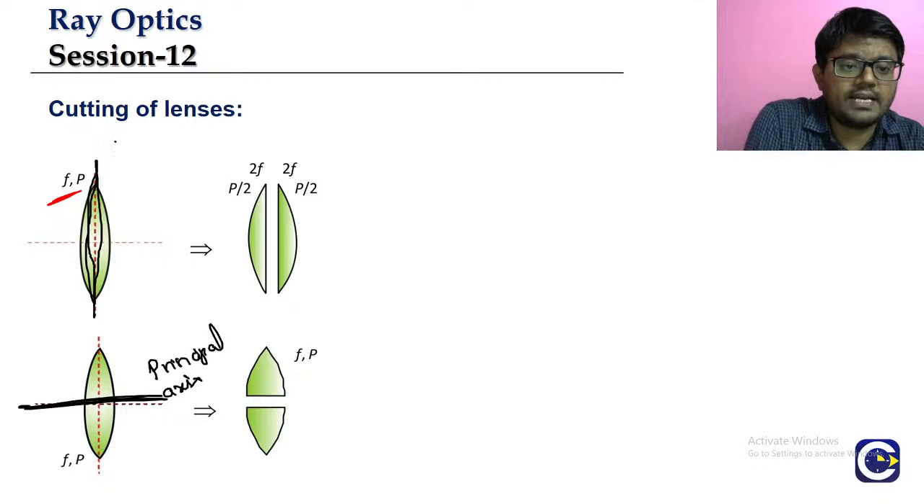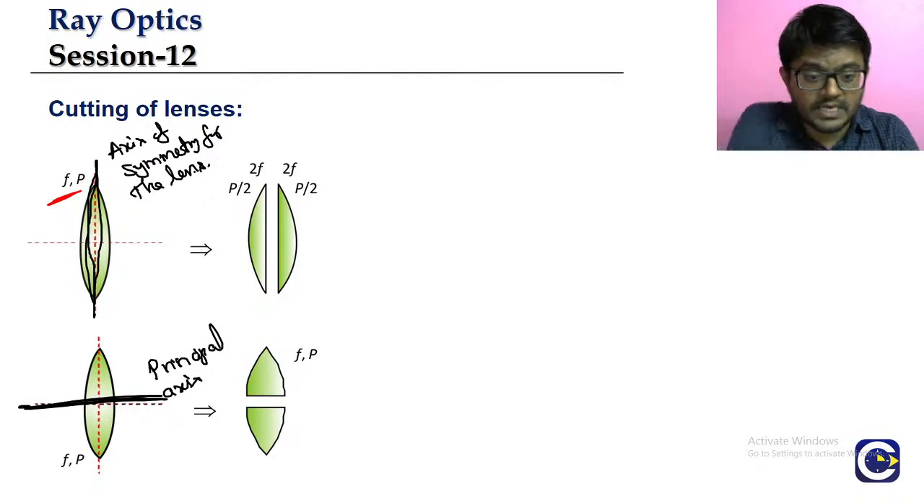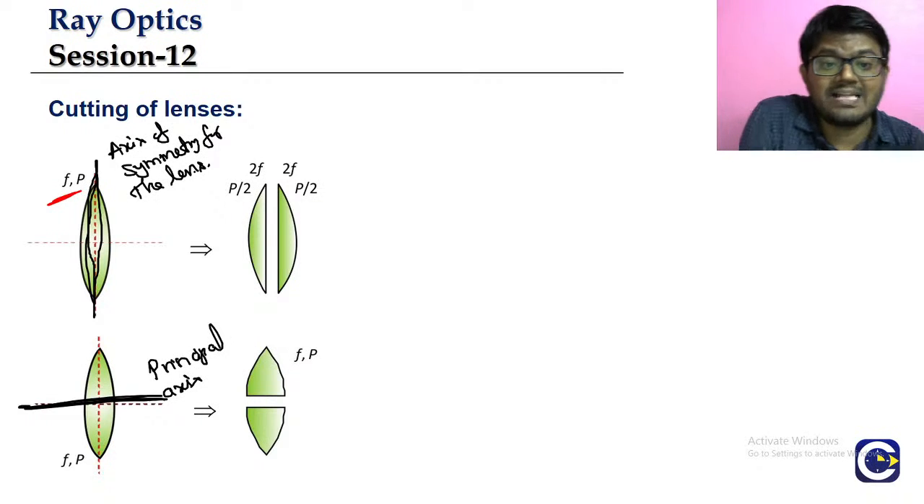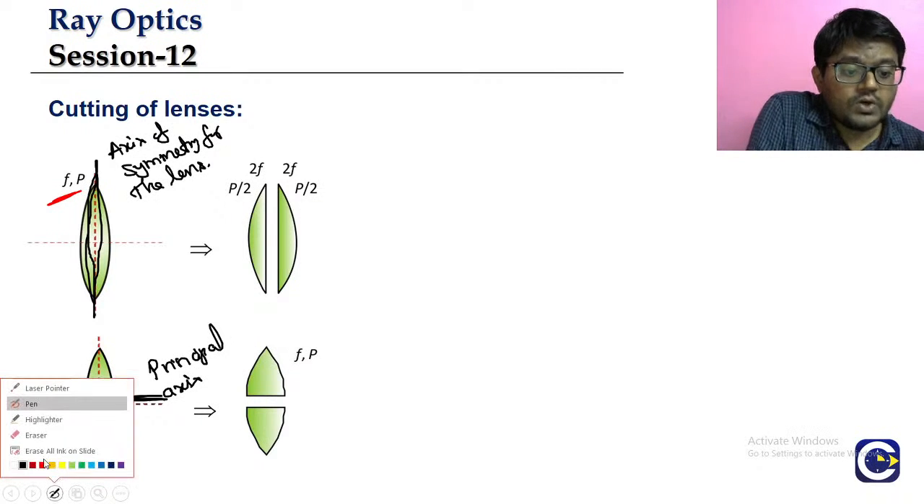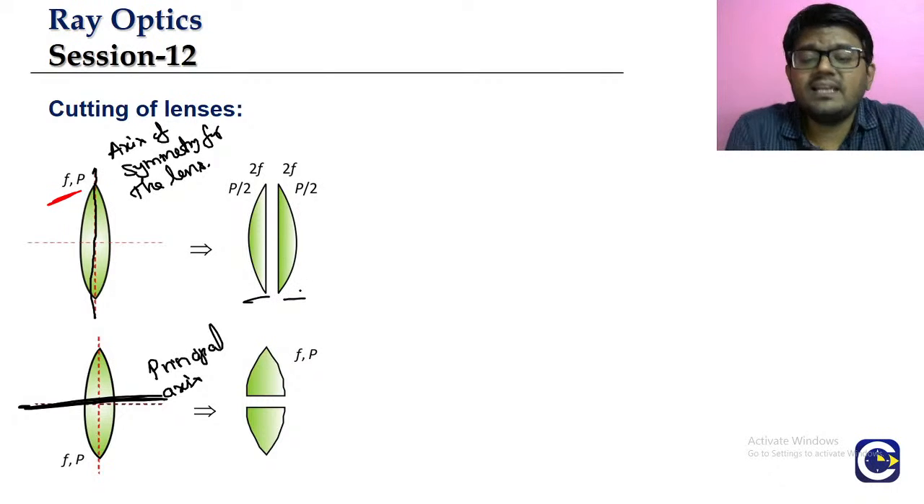Okay, so we'll generally call it the axis of symmetry for the lens. Transverse axis of symmetry, like that we'll use, because already we have the principal axis. The axis perpendicular to it, and symmetry, that line is called the transverse axis of symmetry. So if we cut it along this transverse axis of symmetry, what happens? We are cutting it into two parts.